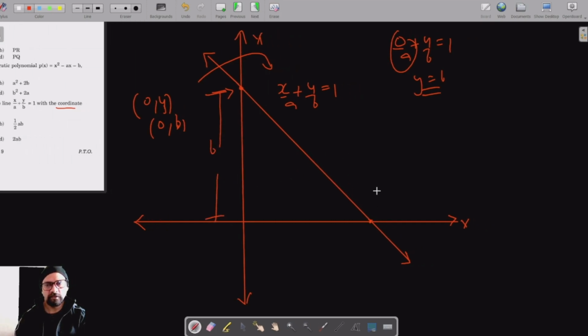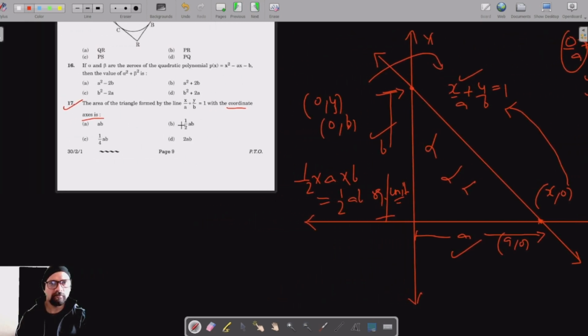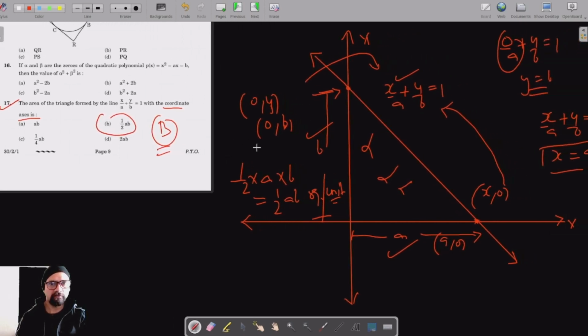And now this coordinate is x comma 0, and if we put this x comma 0 in this equation, it gives me x upon a plus 0 upon b is equal to 1, which gives me x is equal to a. So the coordinates of this point are a comma 0, and this distance is a. Now this is the triangle that is formed, and the area of the triangle is half into base into height. So this is half into a into b square units, which is half ab, which is option B. So option B is the correct answer for question number 17.